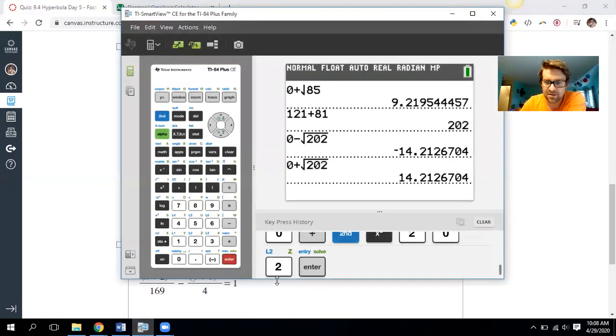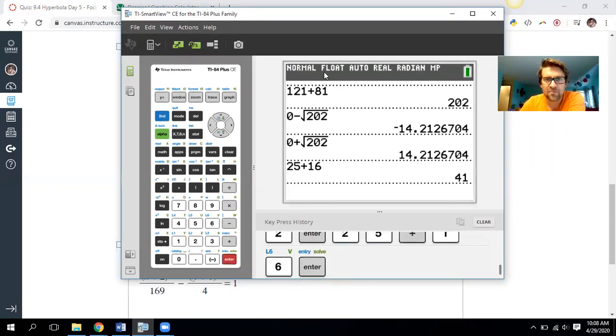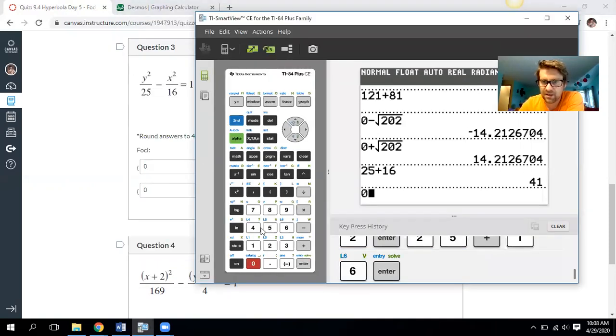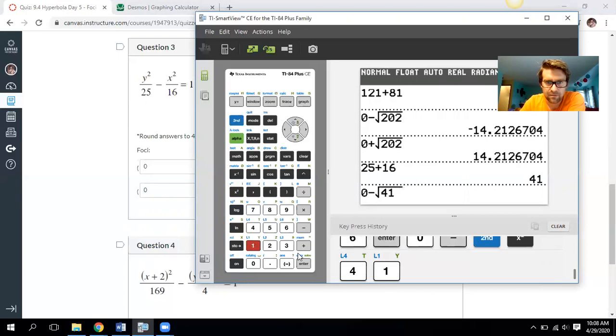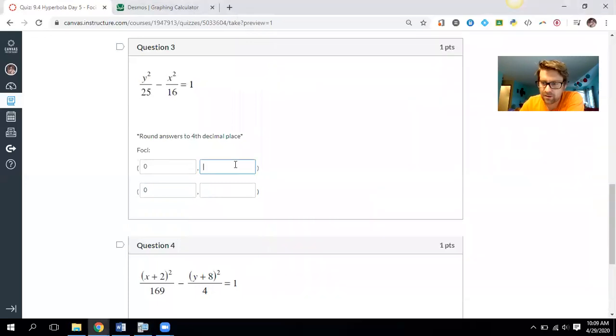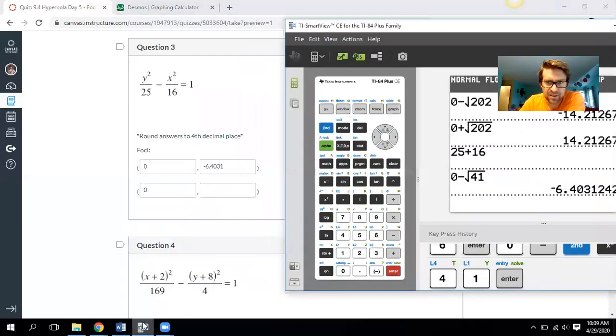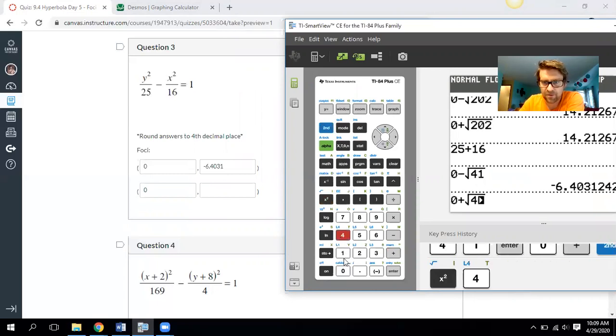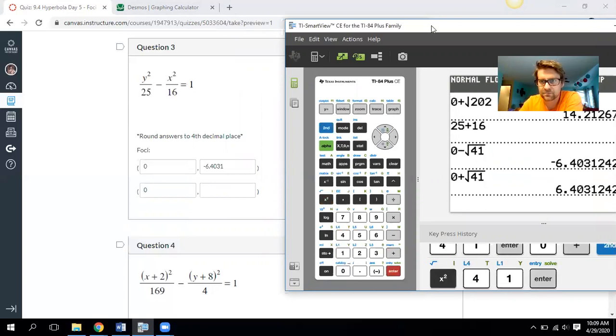So let's add those numbers together. We got 25 plus 16, that's 41. So the first thing we're going to do is take the number next to it, which is 0, and subtract the square root of 41. We get negative 6.4031. Then we'll add it, which you can probably already assume is going to be a positive. Square root of 41, 6.4031.